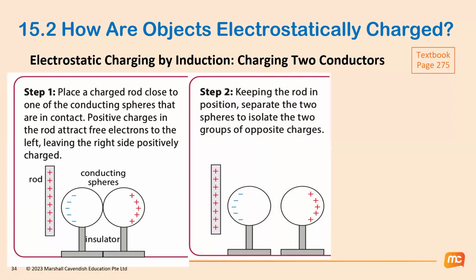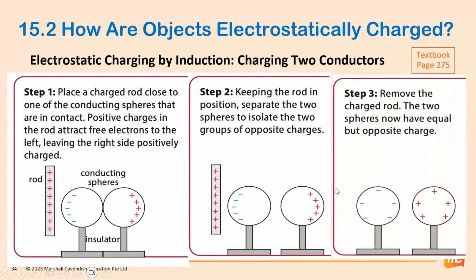So now with a positive rod nearby, the charges have already redistributed. Now what I need to do is separate these two conducting spheres. Once I separate them, the negative charges cannot move back to the right-hand side sphere because they are not in contact with each other. So the purpose of separating them is to keep the charges intact on each sphere. I have the left-hand side negatively charged and the right-hand side positively charged.